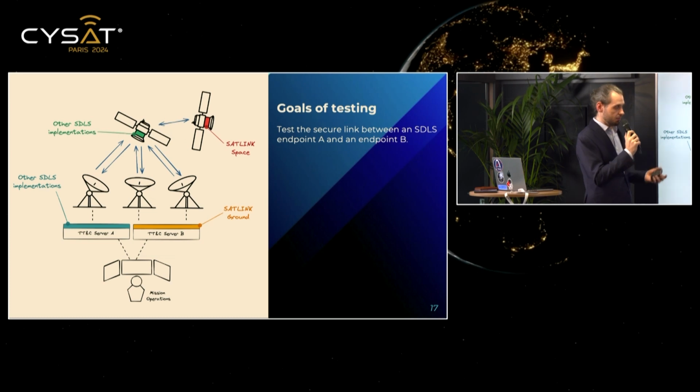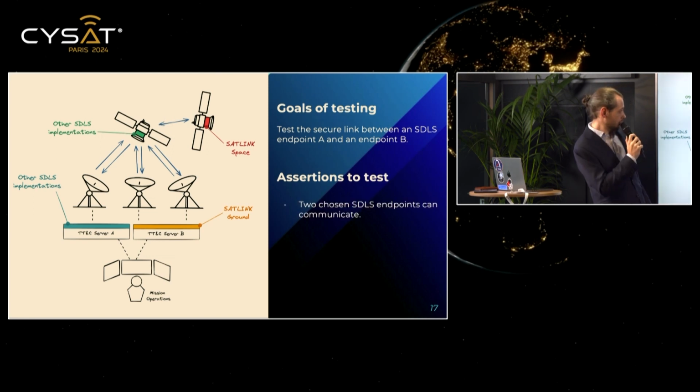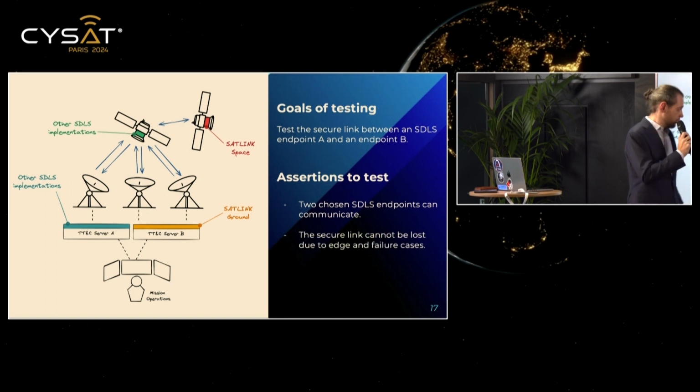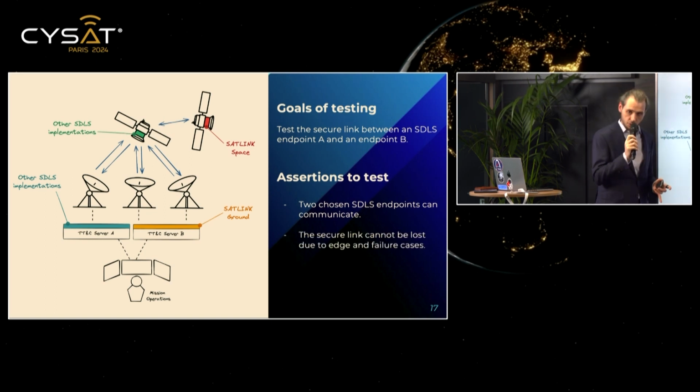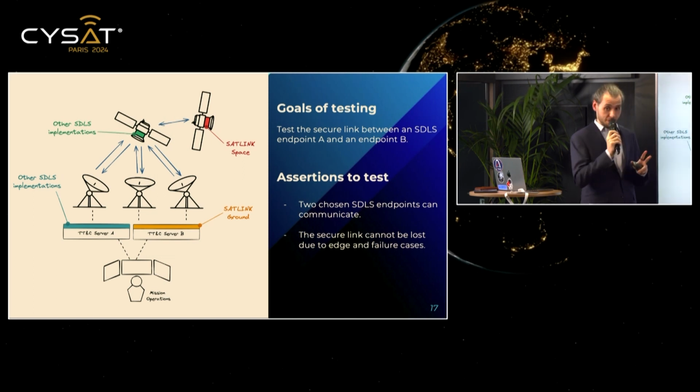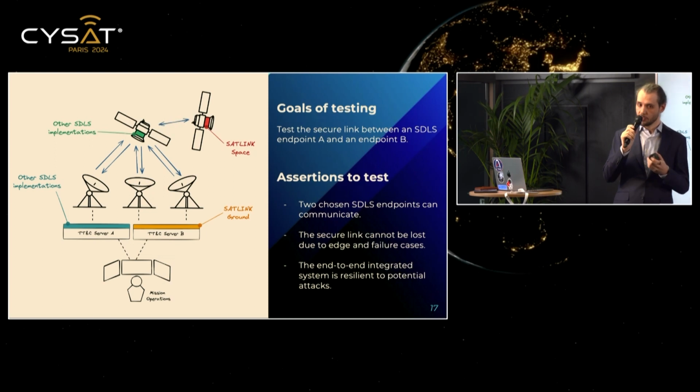So we developed a test environment which always tests one endpoint A on the space side and one endpoint B on the ground side, and makes sure that everything is going well. We assert several things. First of all, we make sure that two chosen SDLS endpoints, endpoint A and B, are compatible and can communicate with each other, so we have no problem with encryption, decryption, and this sort of thing. Additionally, and more importantly, we want to make sure that the secure link cannot be lost due to any edge case failures that would happen with the communication or misuse of SatLink. This is very important to us. And third, also very important from a security standpoint, we want to make sure that we are resilient to any potential attacks that we can identify.